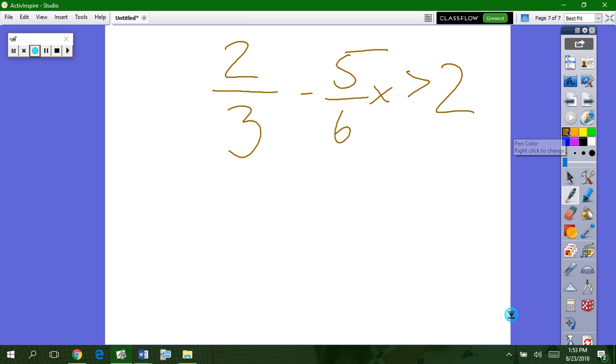Want that? Right click to change, is that you? Change the actual color palette.